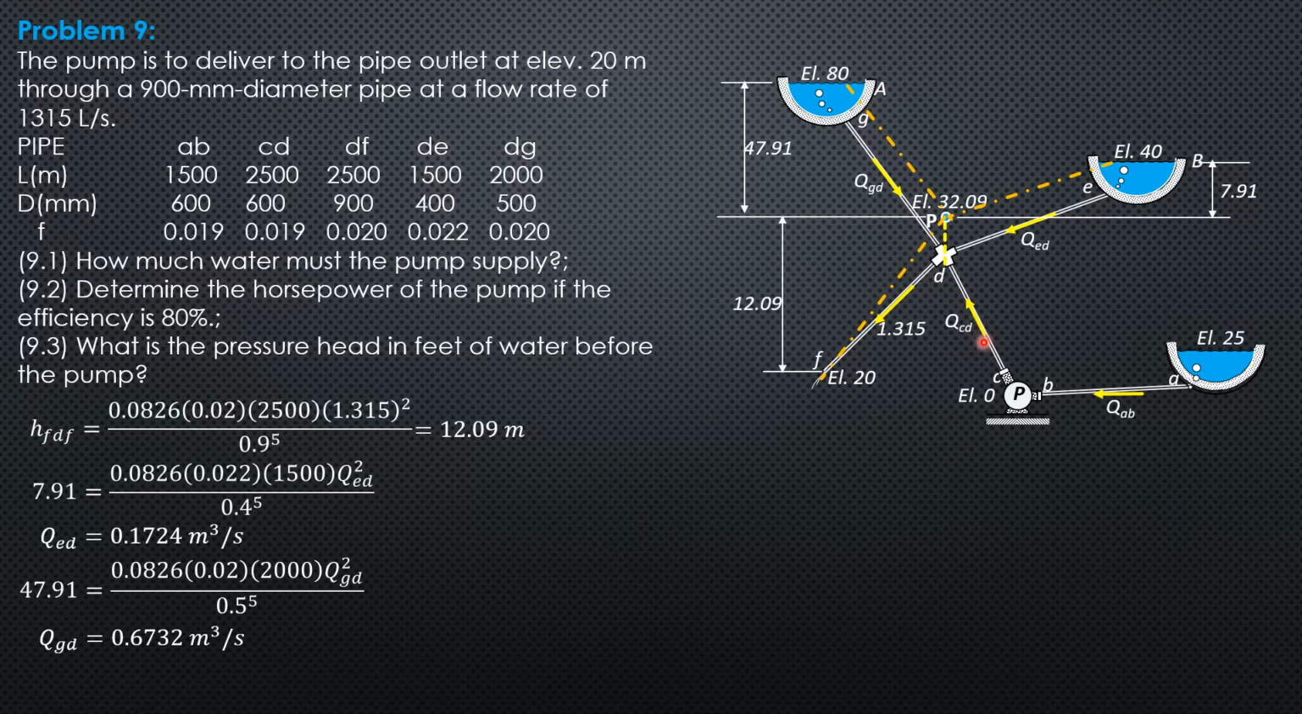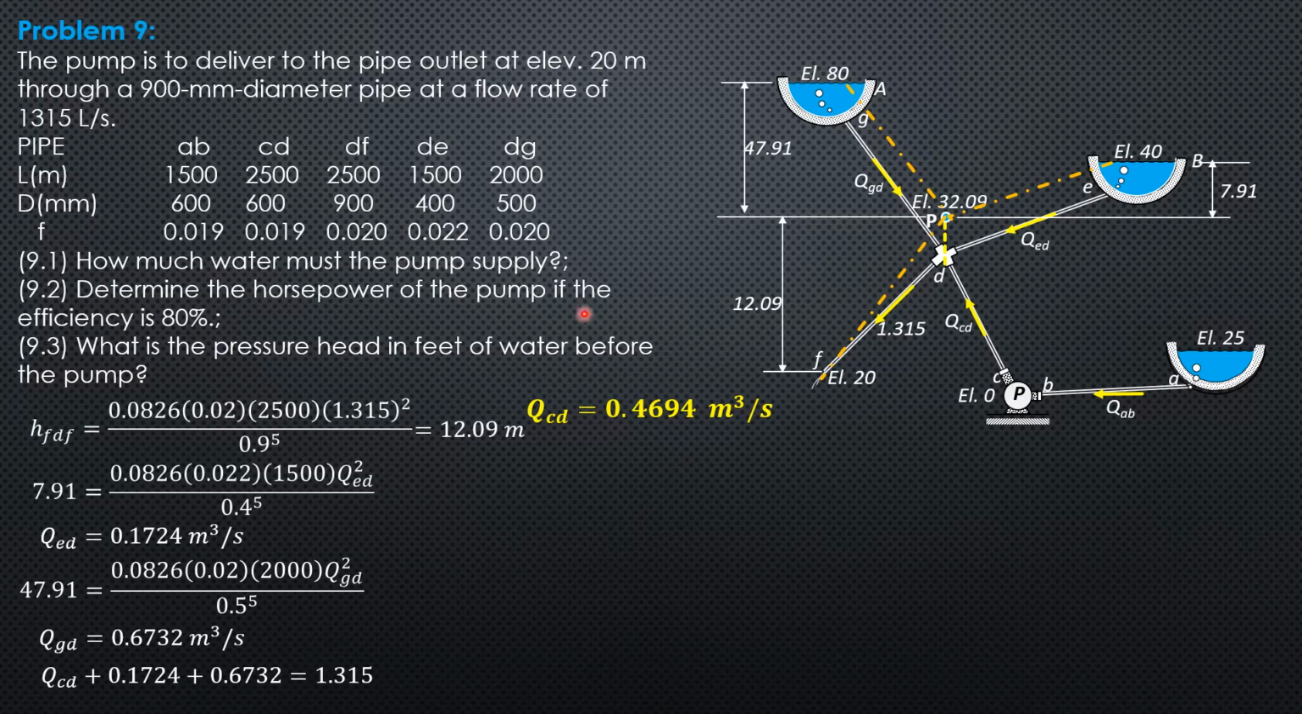So from the figure, QCD plus QED plus QGD equals 1.315. So QCD plus 0.1724, QED plus 0.6732, QGD equals 1.315. So the discharge that the pump supplies can now be computed. It is equal to 0.4694 cubic meter per second.